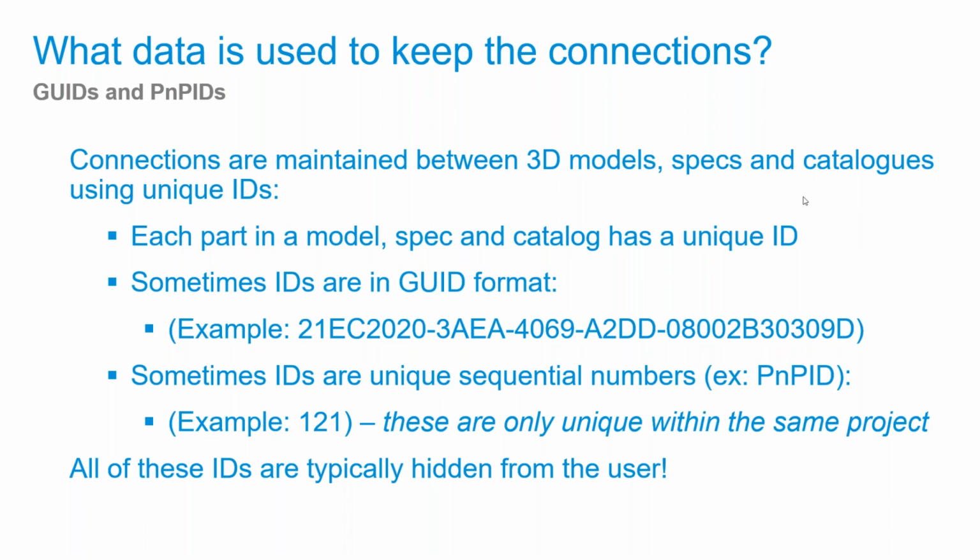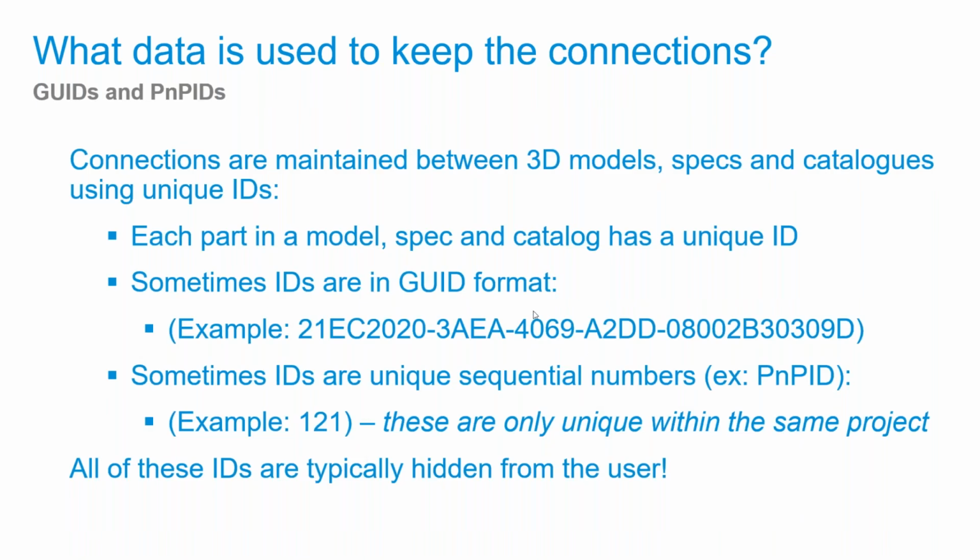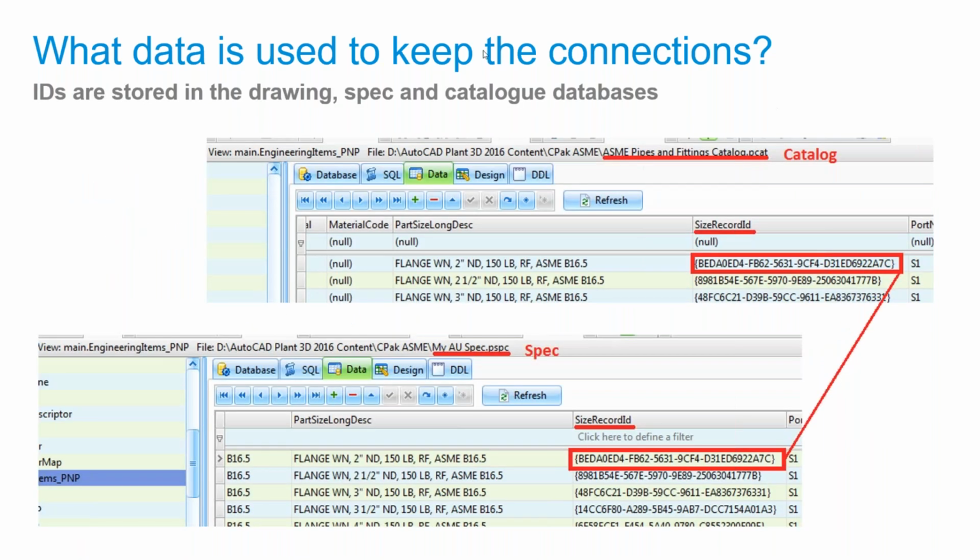So we have IDs on the parts in the catalog. We have IDs on the parts in the spec and in the 3D. And with these IDs, the parts are connected. They are usually hidden from the user because you don't need to know them anyway. Nobody can memorize them. They're a bit long.